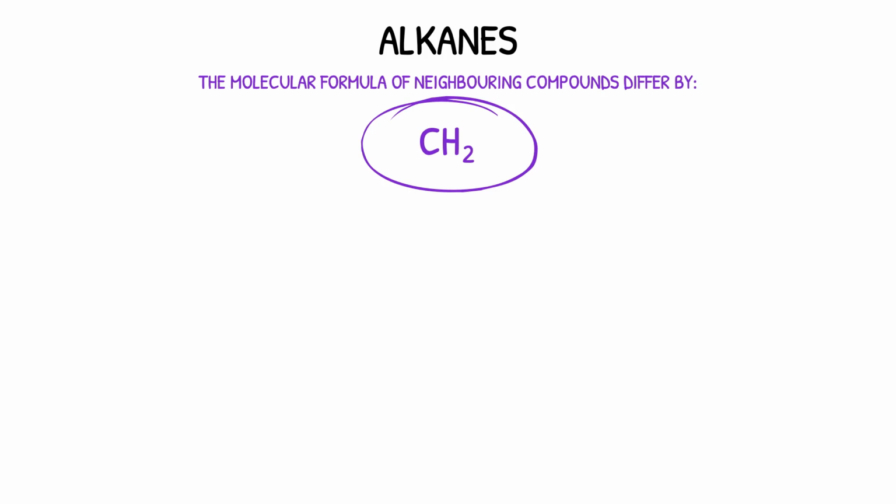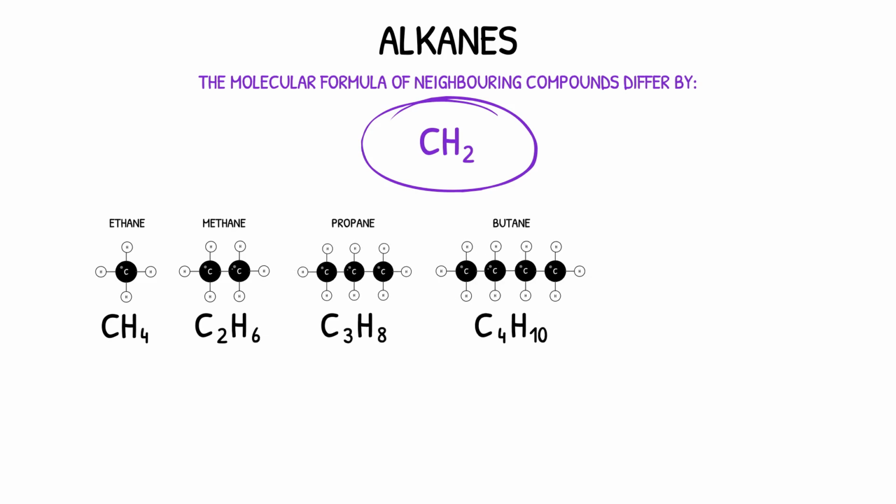As well as having the same general formula, the molecular formula of each neighbouring alkane differs by CH2. Let's demonstrate this looking at ethane, methane, propane and butane as our examples. These are the first 4 alkanes in the series. If we look at the molecular formulas for ethane and methane, we see that ethane has 1 more carbon atom and 2 more hydrogen atoms than methane, therefore differing with its neighbour by CH2.